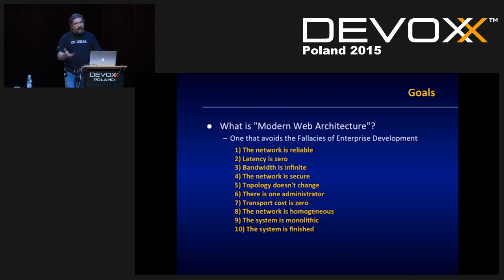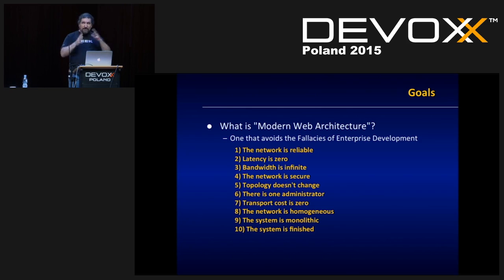You can't do anything anymore. Latency is zero, bandwidth is infinite, the network is secure. All of these are fallacies that software developers at one point or another have bought into. I have too. It's okay. We all go through this phase at some point in our career. And quite frankly, the sooner we recognize these as fallacies, the better off we'll be.